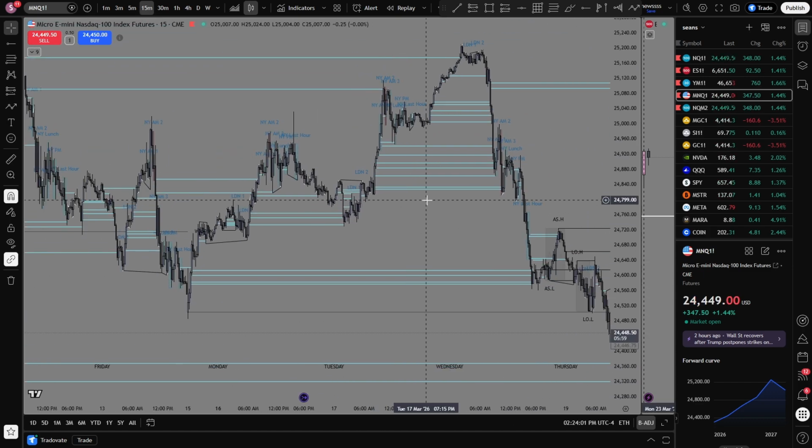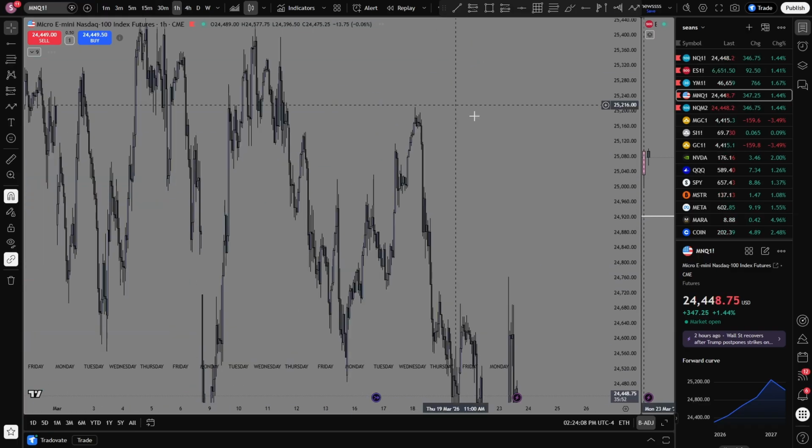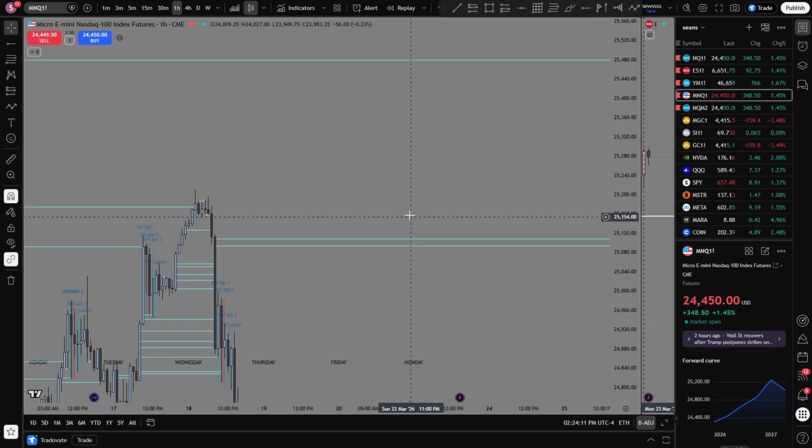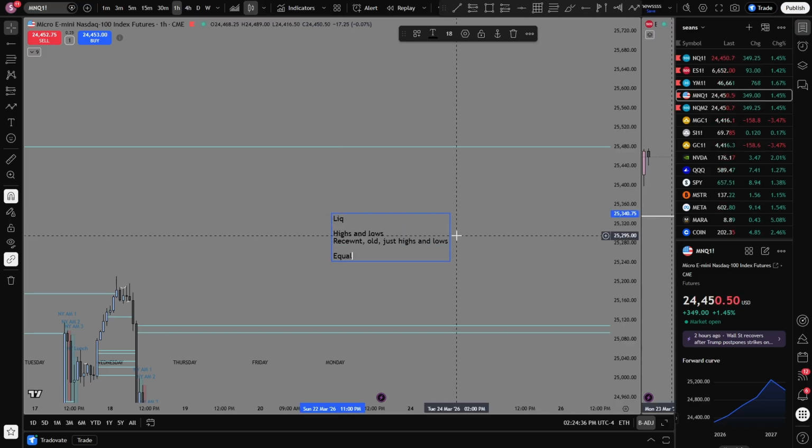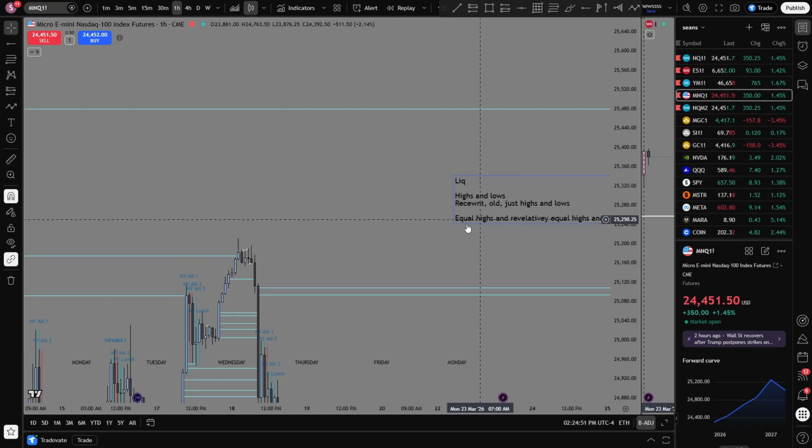Trends are used to rebalance and take liquidity, which is what we're about to talk about right now. So liquidity is a very, very easy concept. It's just made up of highs and lows. I'm gonna call it this, shortened for liquidity. It's just highs and lows, right? That's all they are. Recent highs and lows. You can go recent, old, just highs and lows, right? Now, equal highs and relatively equal highs and lows are like magnets. Okay, so let's have that there, and let's go see what I'm talking about.